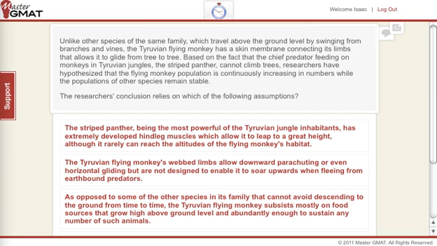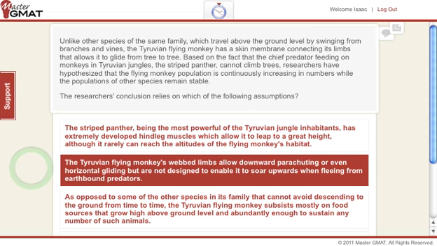In B, basically what we're looking at over here is new information which talks about Tyruvian flying monkeys' web limbs allow downward parachuting or even horizontal gliding, but are not designed to enable it to soar upwards when fleeing from earthbound predators. We don't need new information. There are actually two reasons to cancel this answer choice. The first one is basically that it's new information or new premises. We don't need that. Moreover, we could eliminate this answer choice because this actually weakens the conclusion.